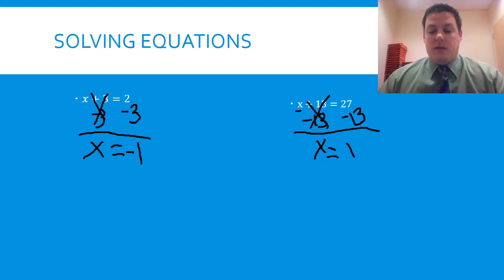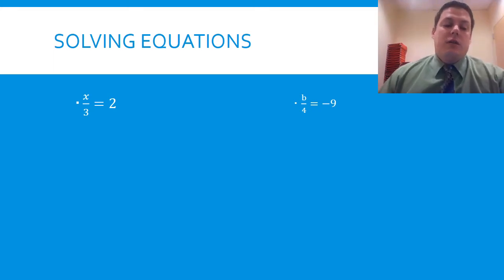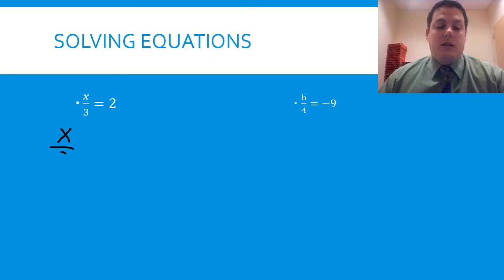27 minus 13 gives us 14. Now let's look at multiplication or division. In order to undo division, yep, you guessed it, we need to do multiplication.